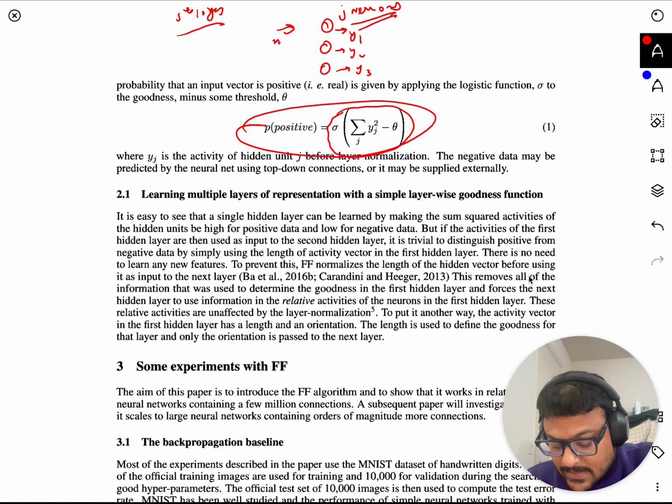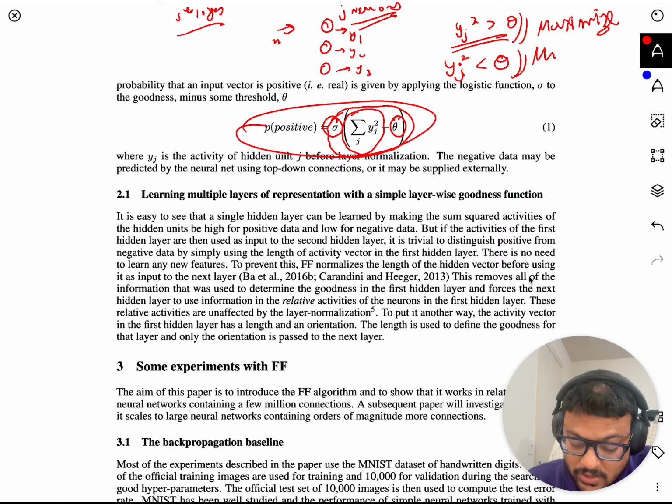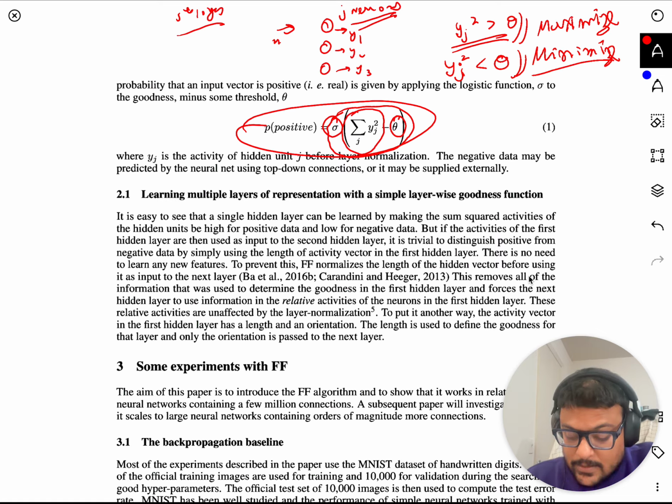So you're summing over all the positive responses of the neurons in this layer, then you're subtracting it from theta, and you're passing it through a sigmoidal unit. What it means is that if your responses are greater than theta, then the sample belongs to a positive class, so you will maximize the goodness in this case. And if your response is less than theta, you will actually minimize the response here. So this is the fundamental algorithm of forward-forward. And this is what he did.